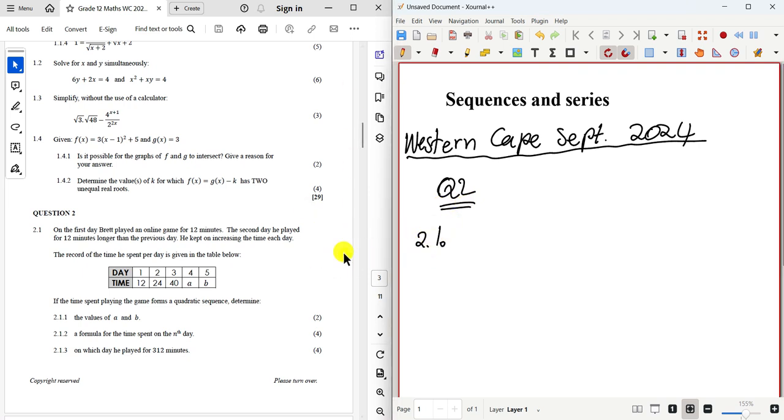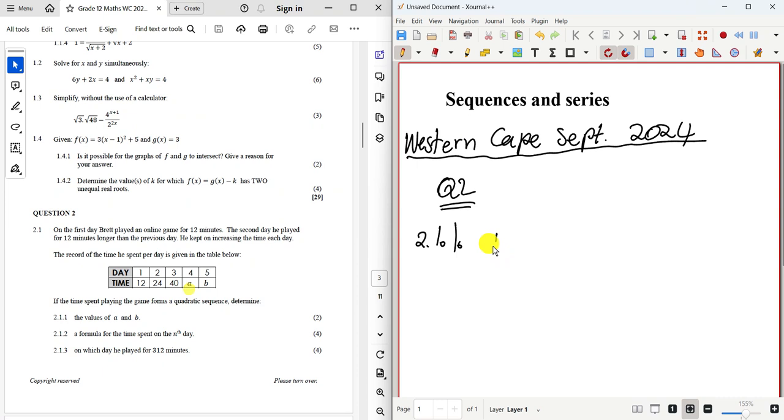Question 2.1. On the first day, Brett played an online game for 12 minutes. The second day, he played for 12 minutes longer than the previous day. That is 12 plus 12. He kept on increasing the time each day. The record of the time he spent per day is given in the table below. Now, if the time spent playing the game forms a quadratic sequence, you should highlight quadratic sequence. Determine 2.1.1, the values of A and B.